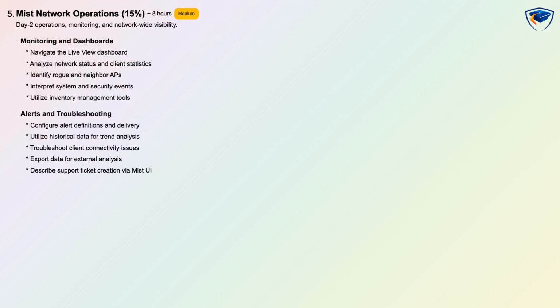MIST Network Operations is 15% and medium difficulty with an estimated 8 hours of study. This domain covers Day 2 operations including monitoring, dashboards, and network-wide visibility. You will navigate the live view dashboard, analyze client and network statistics, identify rogue or neighbor APs, and interpret system and security events while using inventory tools. The troubleshooting portion focuses on configuring alerts and delivery methods, using historical data for trend analysis, exporting data for external review, troubleshooting client connectivity, and creating support tickets through the MIST UI.